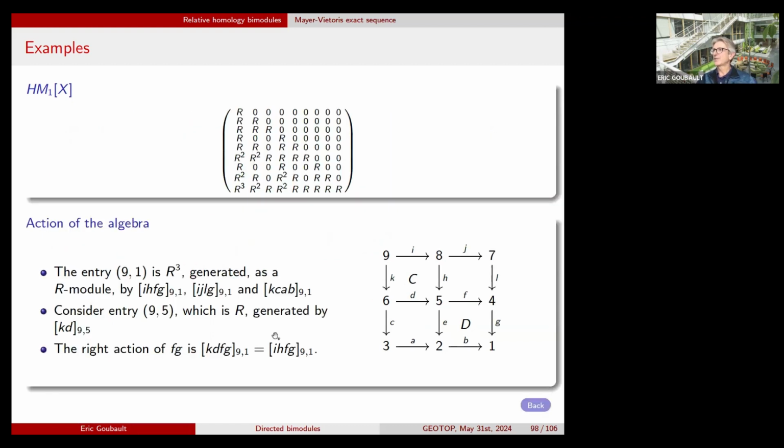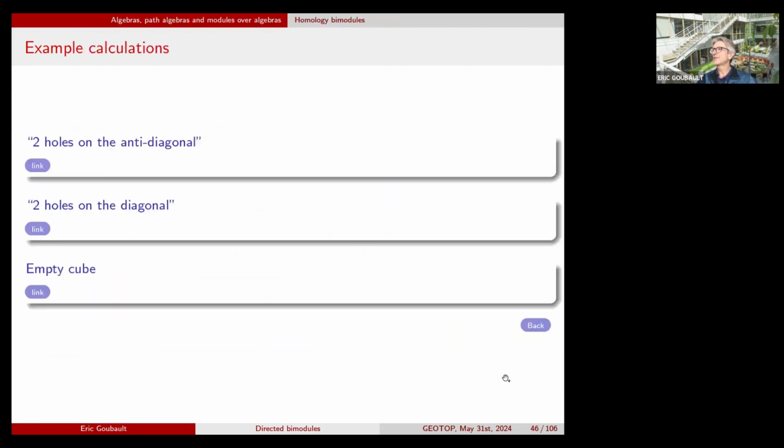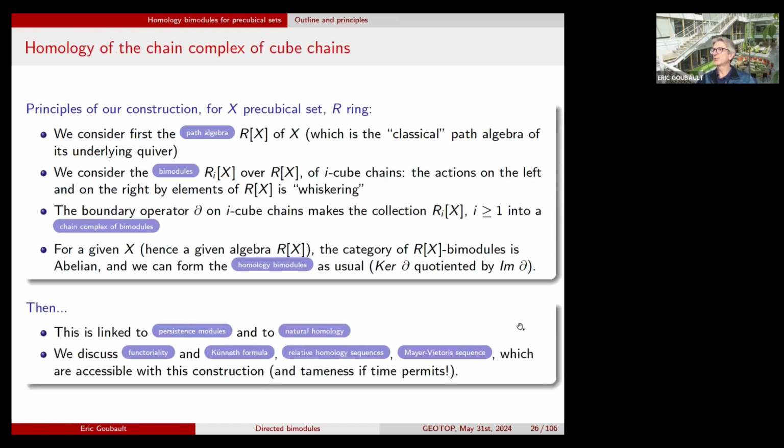Okay, so I'm not going to go much further in these examples. You can ask me if you want to see more.